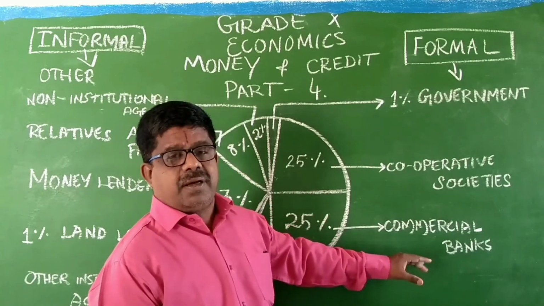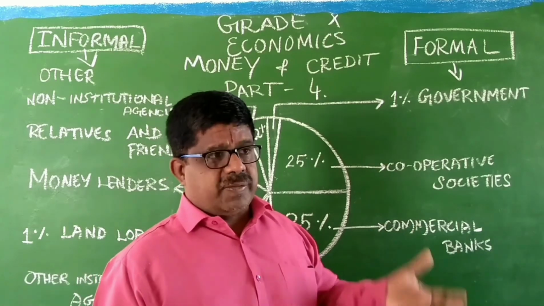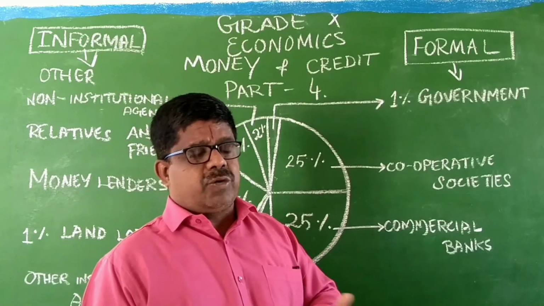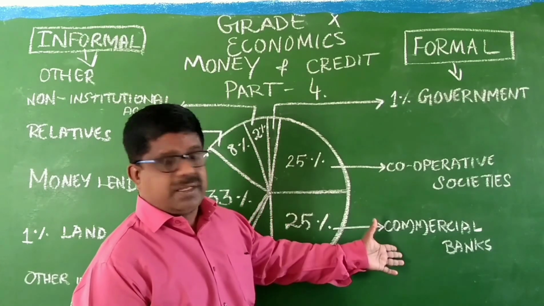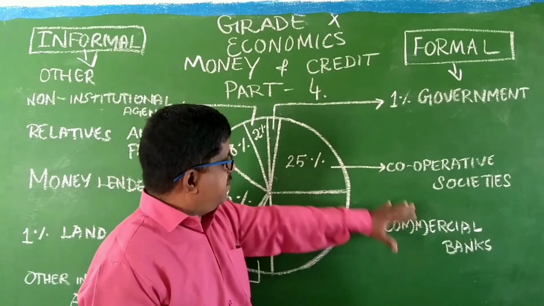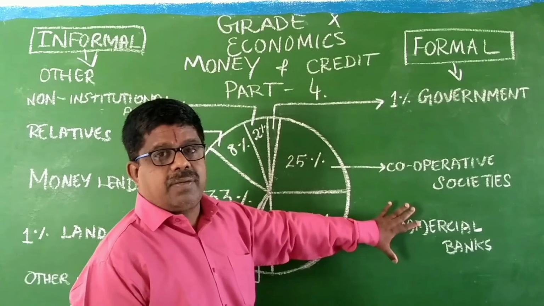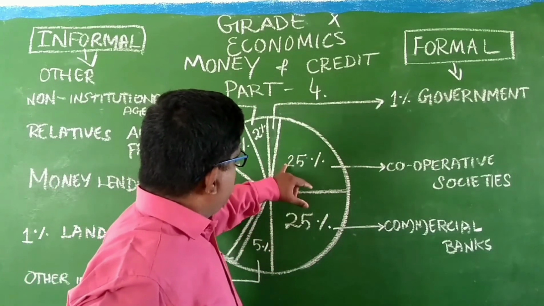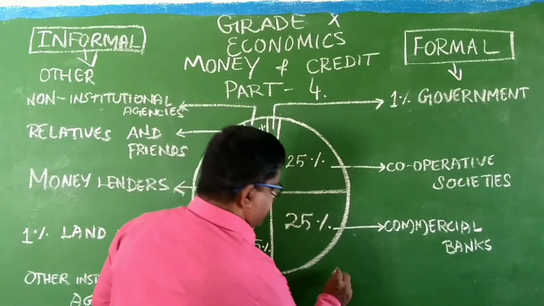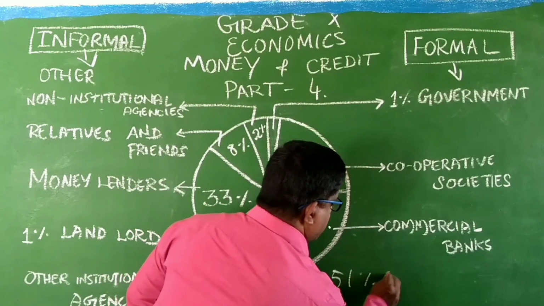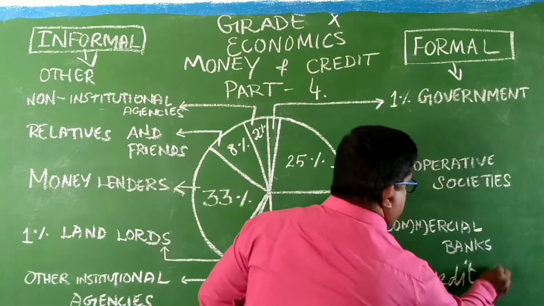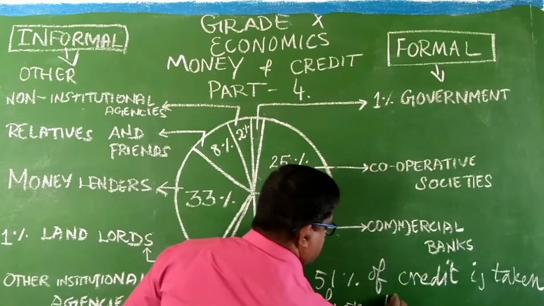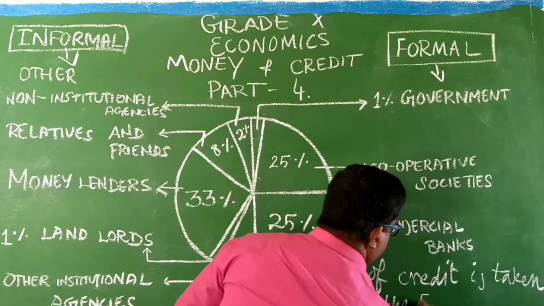And commercial banks like KVB, Lakshmi Vilas Bank, or the banks which come under nationalized banks like State Bank of India, IOB, Indian Overseas Bank, Indian Bank. So these are the banks that come under the list of commercial banks. These three categories come under formal source of credit, and these five come under informal source of credit. So 51% of credit is taken from the formal source of credit.